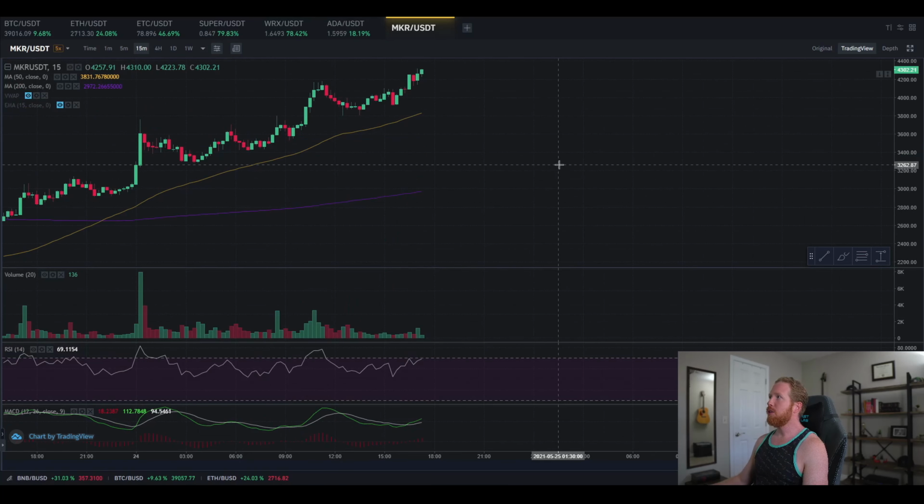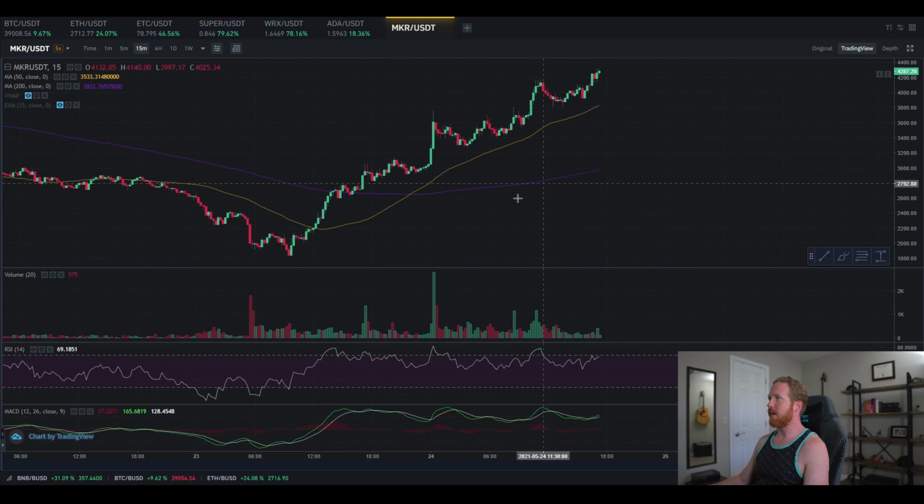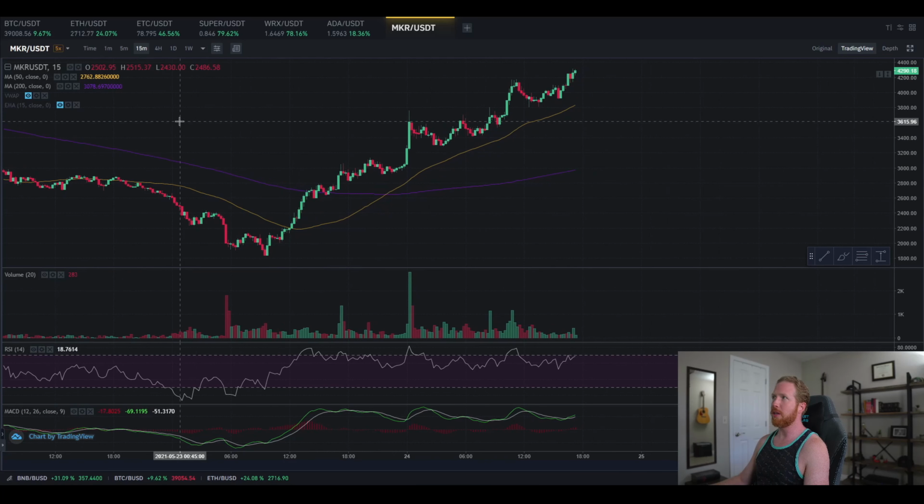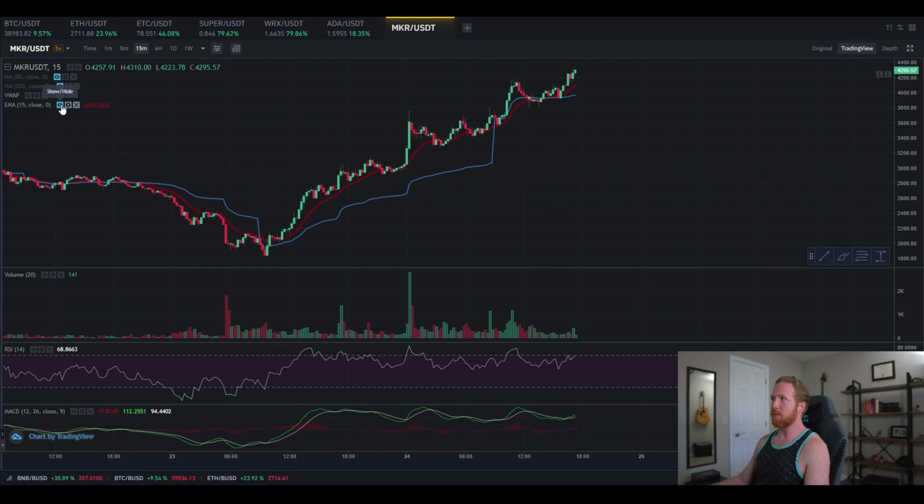All right, so 15-minute chart. Look at this guy. Now this is a perfect example of a bull run. So let's turn off the moving averages. I like to remove the simple moving averages and turn on my VWAP and EMA.